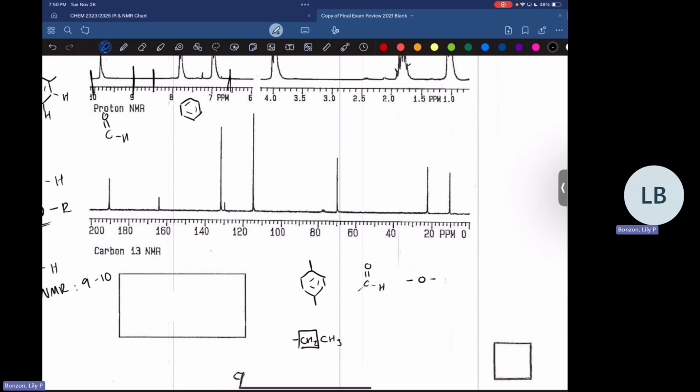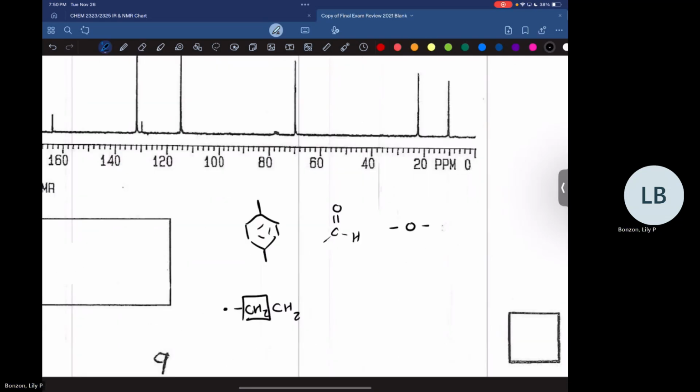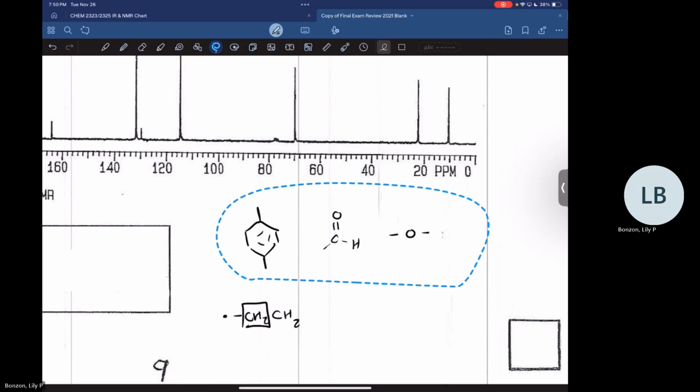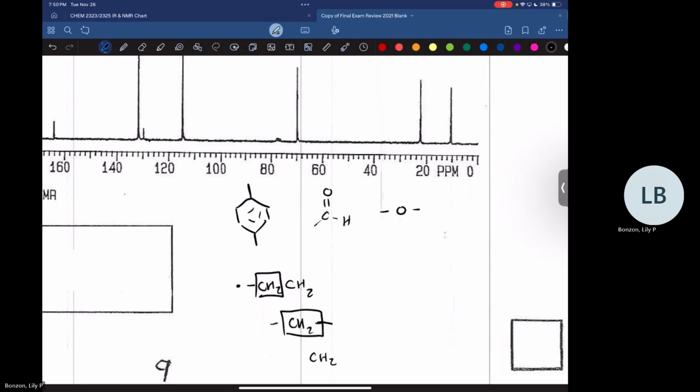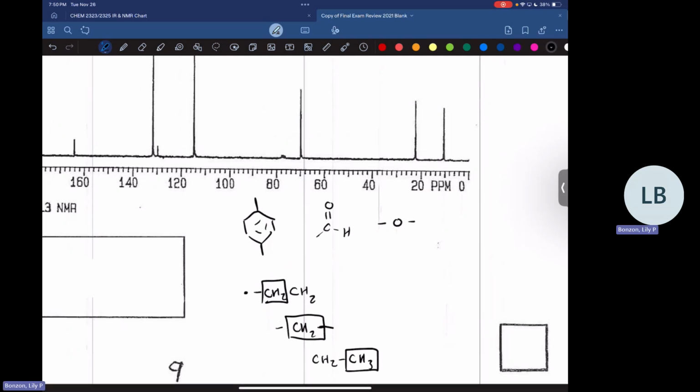Sorry, there's a CH2, CH2. Then we had a CH2 with 2 neighbors next to it. And we had a CH3 with a CH2 next to it. So I put these in this order for a reason.